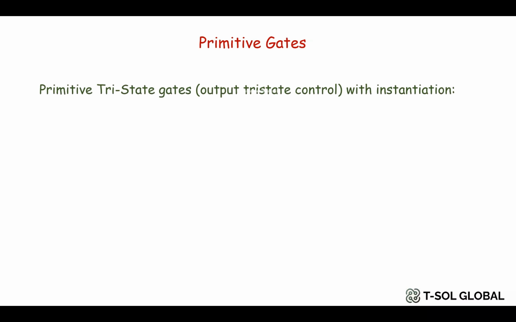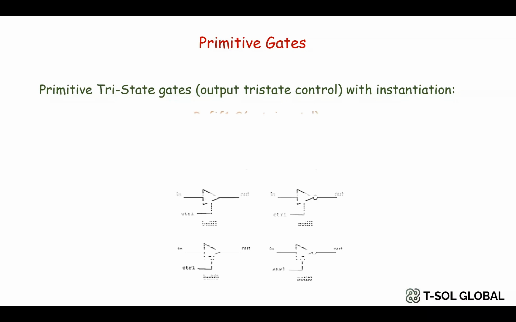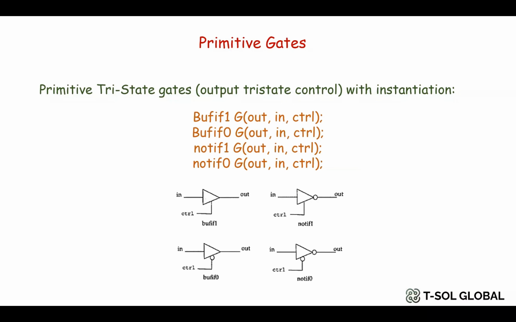There are also primitive tri-state gates, where the output is tri-state controlled. These are bufif1, bufif0, notif1, notif0. For example, if we look at bufif1, if the control signal is 1, then the input signal will go to the output. The instantiation is like this: you have the output, then the input and the control.